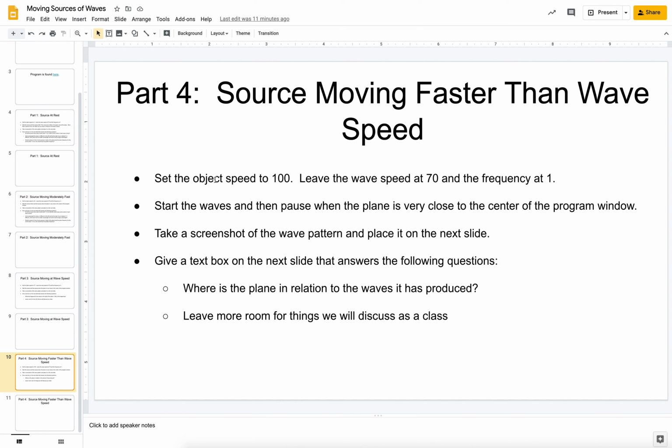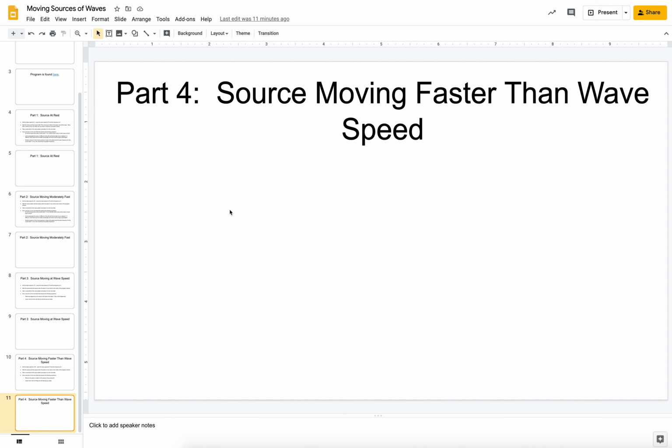Finally, we're going to have an airplane traveling faster than the speed of sound. So set the speed of the airplane to 100, keep the wave speed at 70, and follow through with the rest of the directions, and put your screenshot and the answer to your questions on this slide.